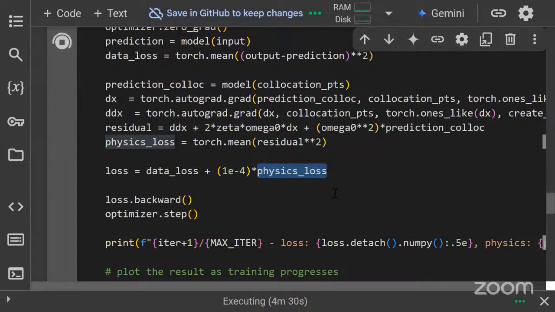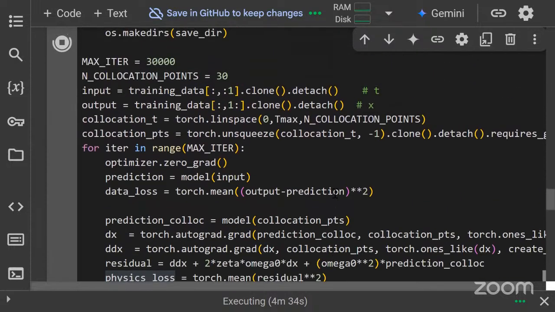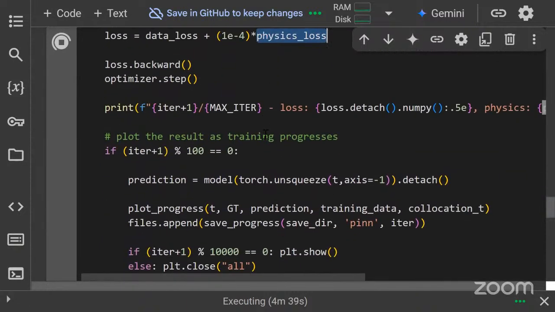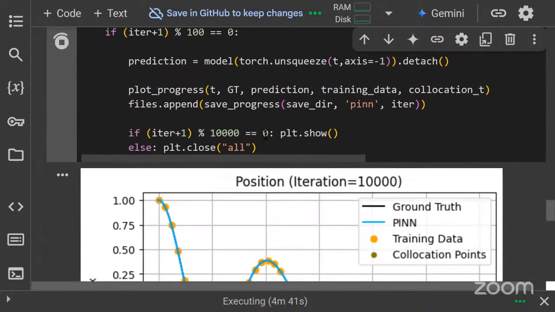Other questions? We're still running this cell. I did not reduce the maximum number of iterations, so it's going to take a while. So if you have more questions, feel free to ask.